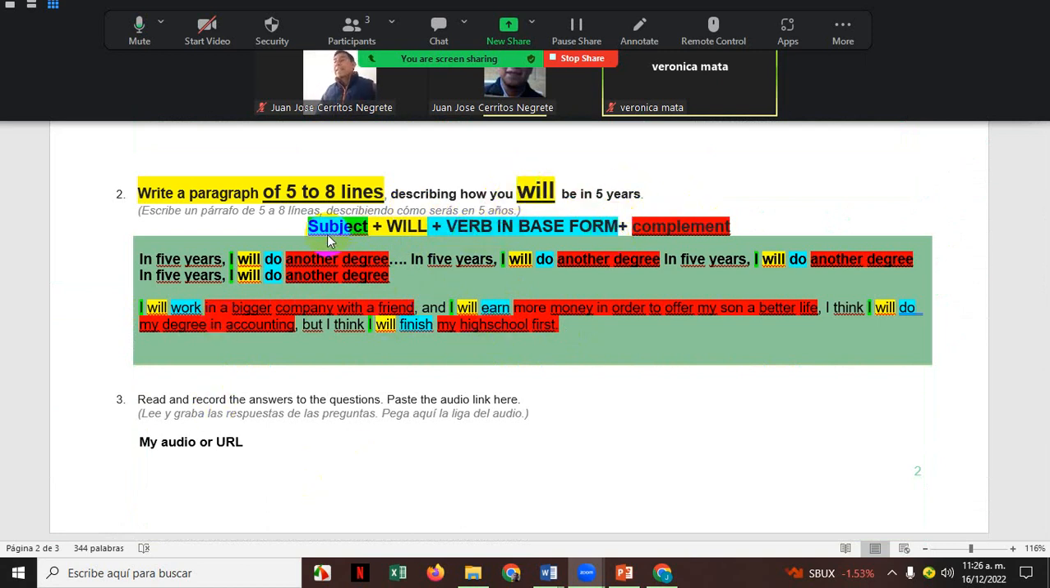En este caso vamos a utilizar el sujeto en color verde, la estructura del futuro simple, el auxiliar will, y el verbo en su forma base en color azul, más el complemento en color rojo. Como yo lo estoy poniendo aquí más o menos. Ustedes pueden ocupar otros colores, como les dije.